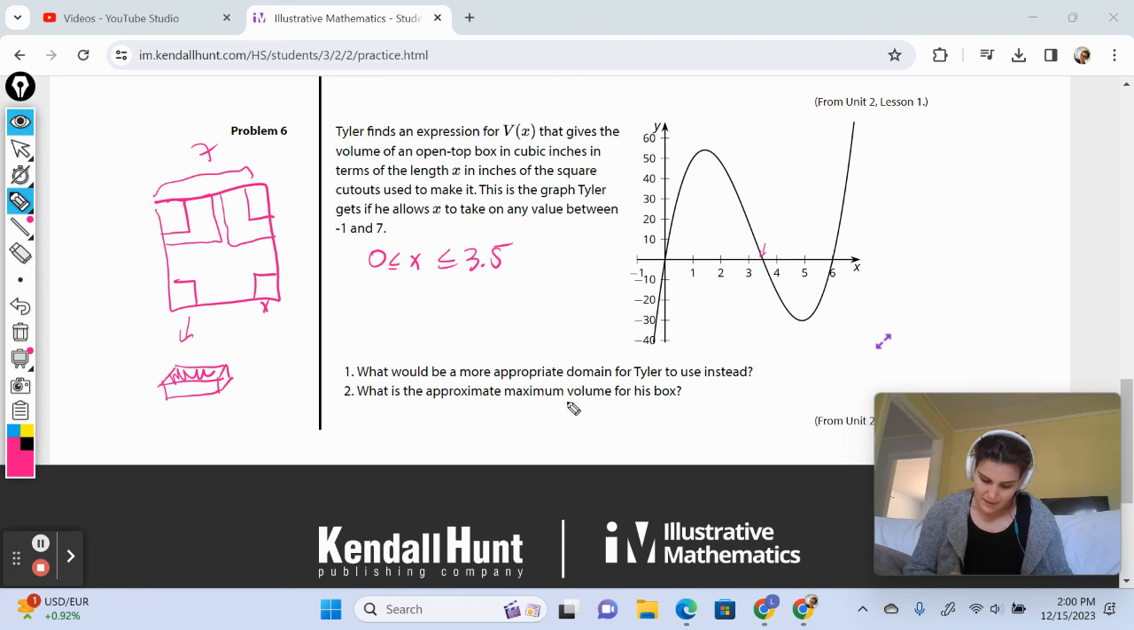What is the approximate maximum value for this box? Well, if we cut out squares that are about 1.5 inches, then the maximum value, reading the volume on the y-axis, falls between 50 and 60, which is about 55. We're talking inches, and volume is cubed, so 55 inches cubed.